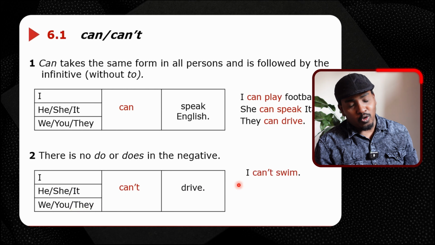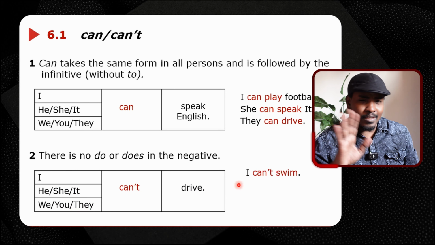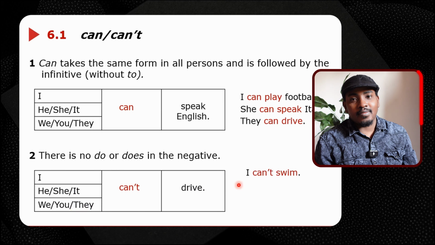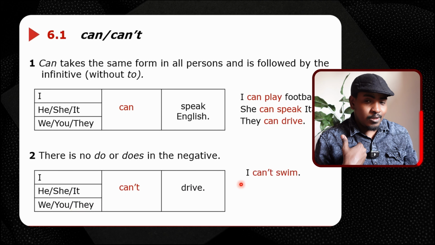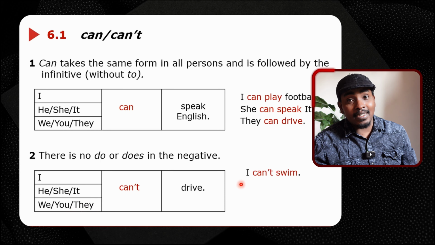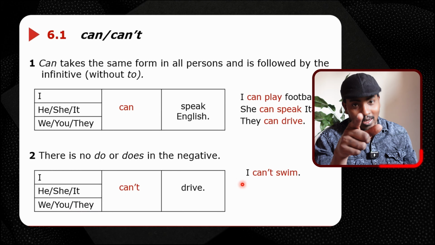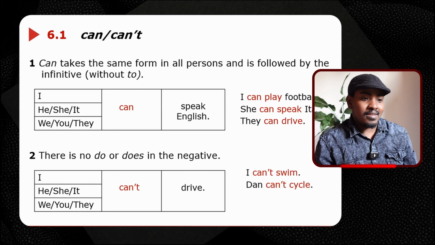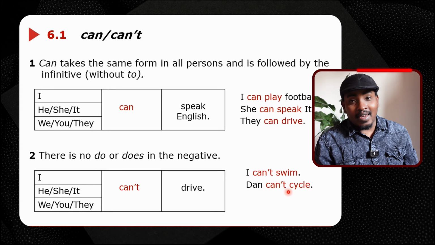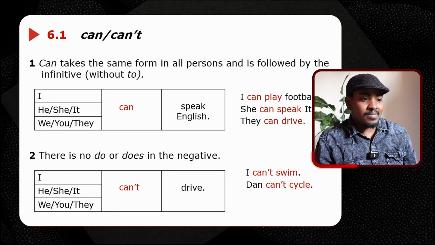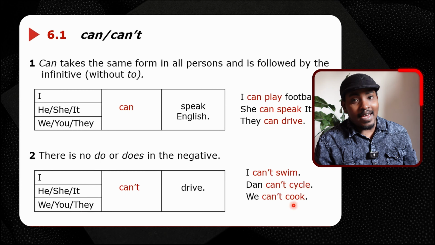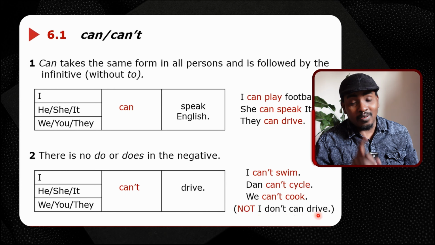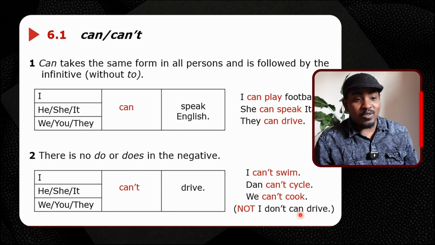Okay? You can say, I can't swim. Can you swim? I can't swim, but she can't swim. How about you? Can you swim? Maybe yes. Dan can't cycle. We can't cook. Please do not say, I can't drive.